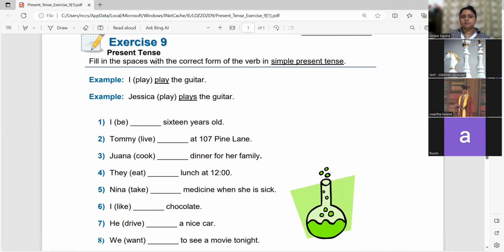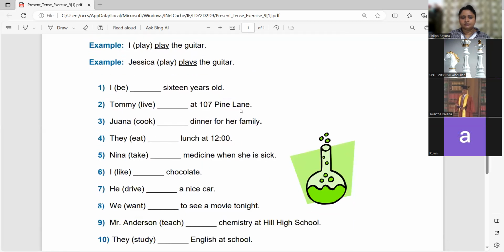Present tense. Fill in the spaces with the correct form of the verb in simple present tense. Example, I play the guitar. So you know I is first person singular, so you treat it as something very important. You don't put S here. We learned that. So I play the guitar. Jessica, play or plays? Jessica plays the guitar. You see that. Now try out the other exercises.